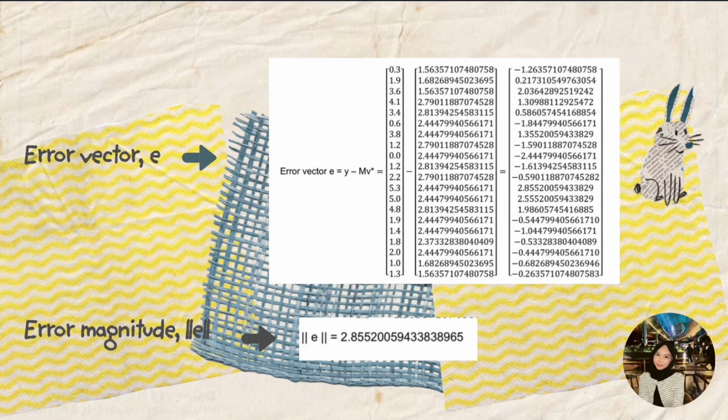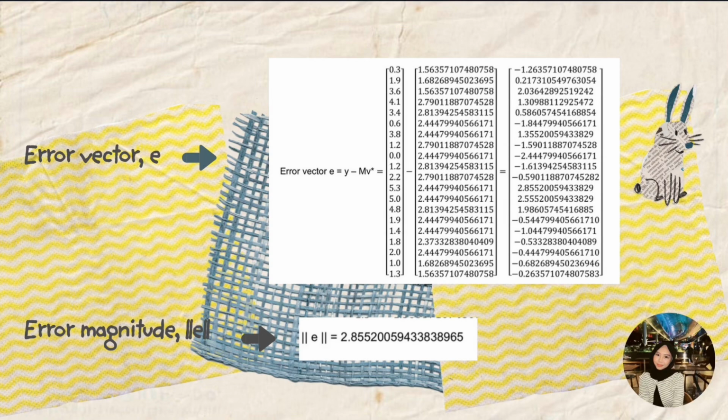So to do this, we compute the error vector denoted by E by using the formula E equals Y minus MV. Here, Y represents the vector of observed values, while MV represents the predicted values generated by the quadratic model. So the difference between these two vectors will give the residual error for each data point. The resulting error vector shows how far each prediction is from the actual observed value.